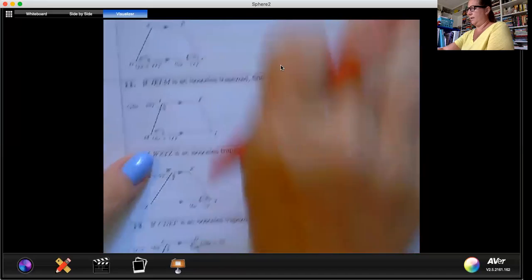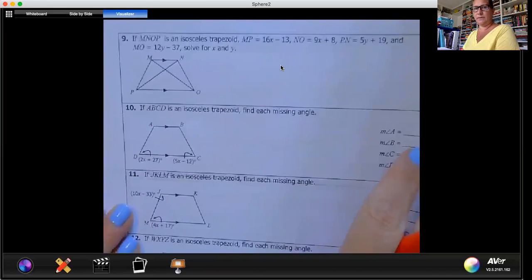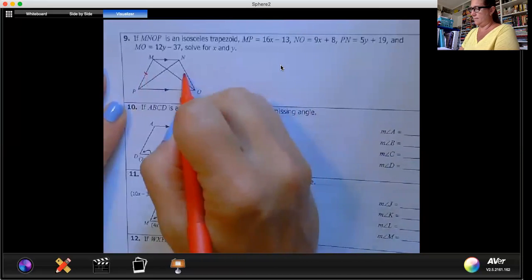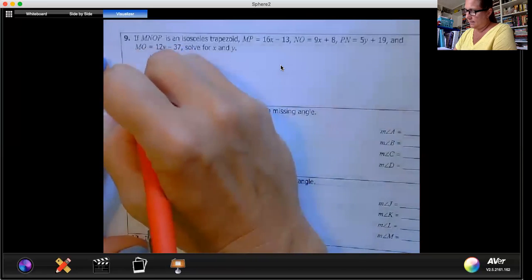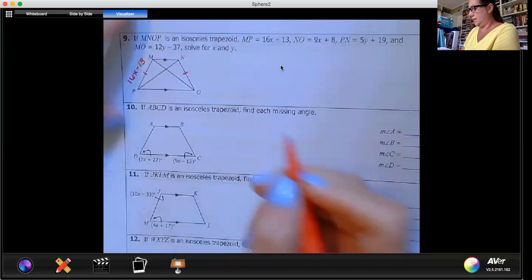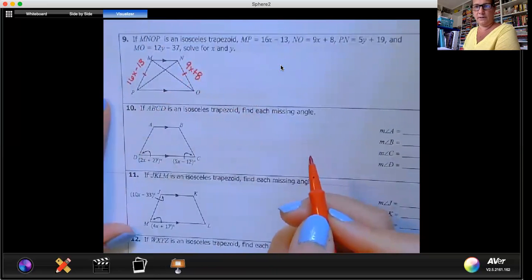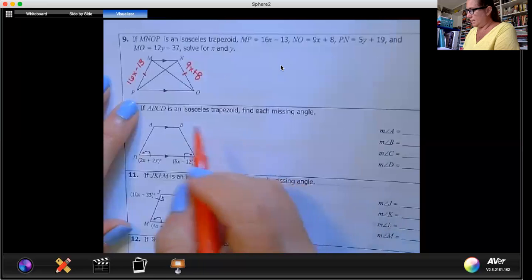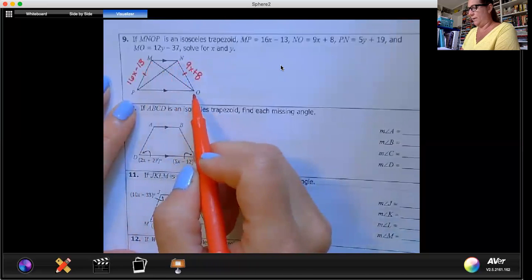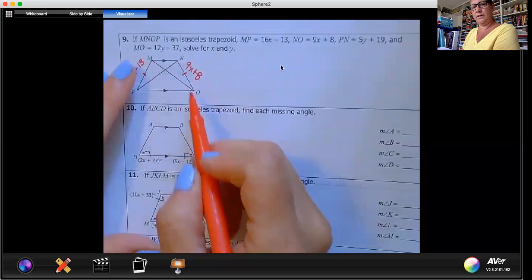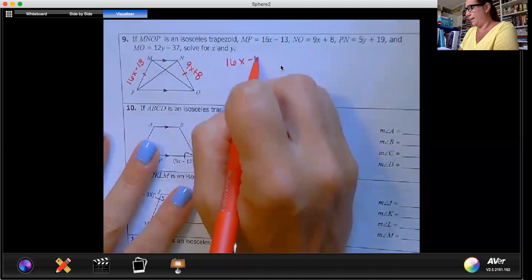Taking a look at our problems here on the back, if MNOP is an isosceles trapezoid, it means these two are the same. MP is 16x minus 13. NO is 9x plus 8. You should already have an idea of what to do with those. PN, the diagonal, is 5y plus 19, and MO is 12y minus 37. So we know these two are congruent, and we know our diagonals are congruent. So that will help us find x and y.